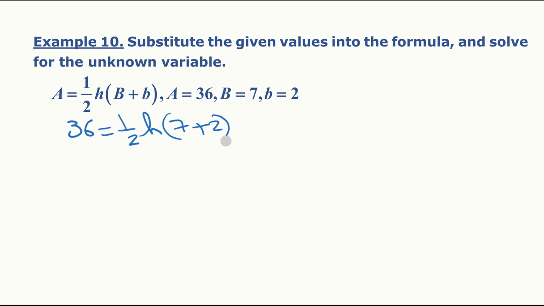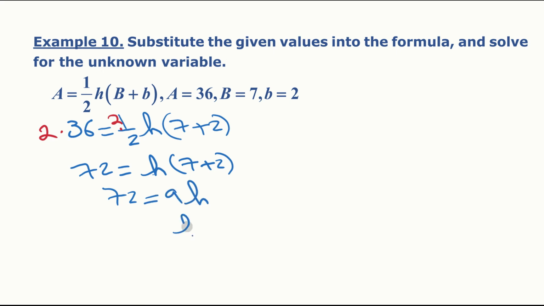So here, if we just multiply both sides by 2 real quickly, we can get rid of that fraction. So let's do so. So we end up with 72 equals h times 7 plus 2. So we get 72 equals 9h. So h equals 8. Just like that. All right, so you can see it's not too bad.